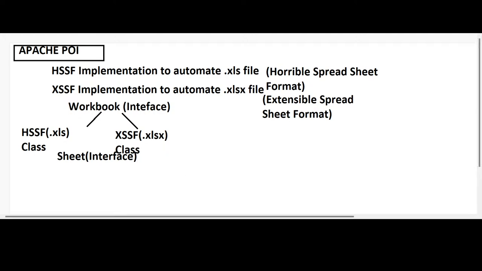Because you will get interview questions here, I am explaining the same line repeatedly. Please remember, during your interviews, the interviewer will definitely ask you what is a workbook, what is a sheet, what is a row and what is a cell. That's why I am telling this many times. Workbook is an interface and it has two classes, HSSF and XSSF, followed by one interface called sheet, where we can have a number of sheets inside our workbook, the XLSX document. The sheet is an interface.